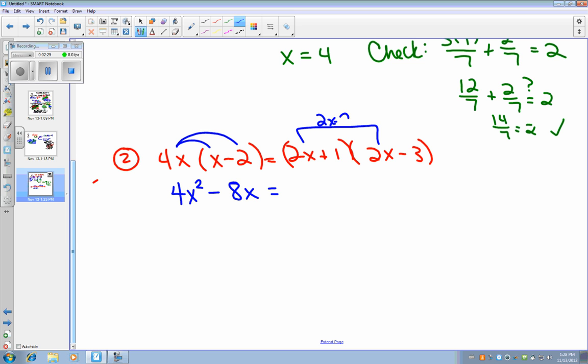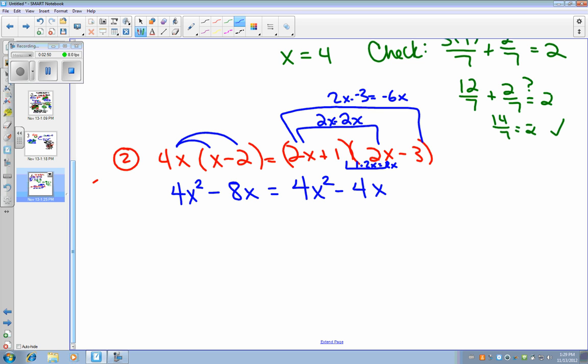2x times 2x gives me 4x squared. For outer, I see I have 2x times negative 3, which is negative 6x. But then here for inner, I have 1 times 2x, which is positive 2x. So I can combine negative 6x and positive 2x to get negative 4x. And then the last times the last, 1 times negative 3 is just going to give me negative 3.